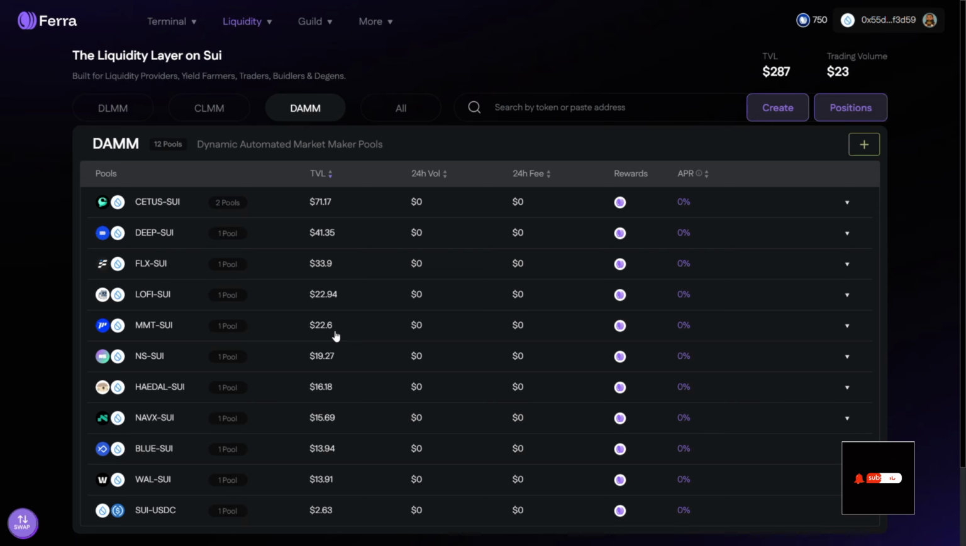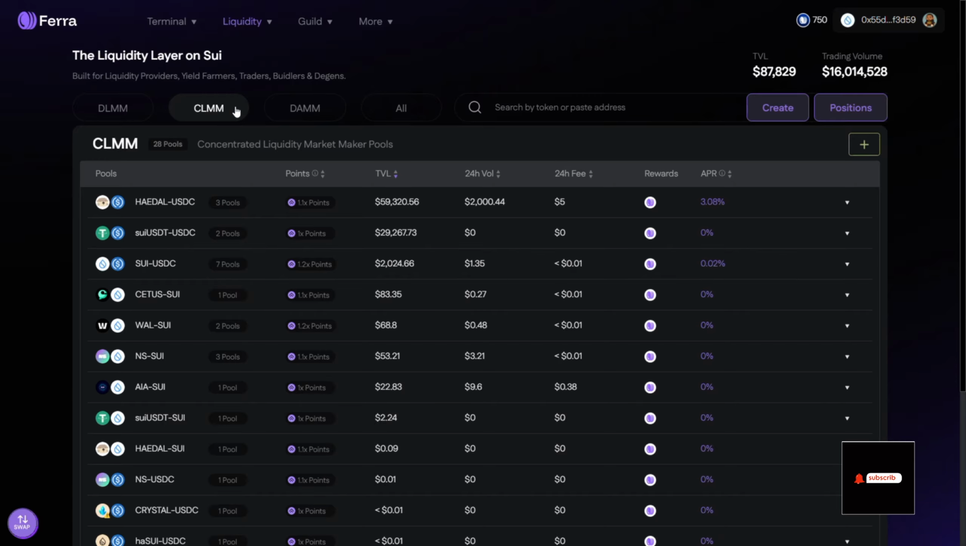For this, as you can see, there is a create option, a position option, and an add option. So meaning you can add, you can create, you can trade. As you can see here, we have total value locked of $227, and the trading volume is $23. When we check the concentrated liquidity market maker pool, it has $87,829 with a trading volume of $16 million.